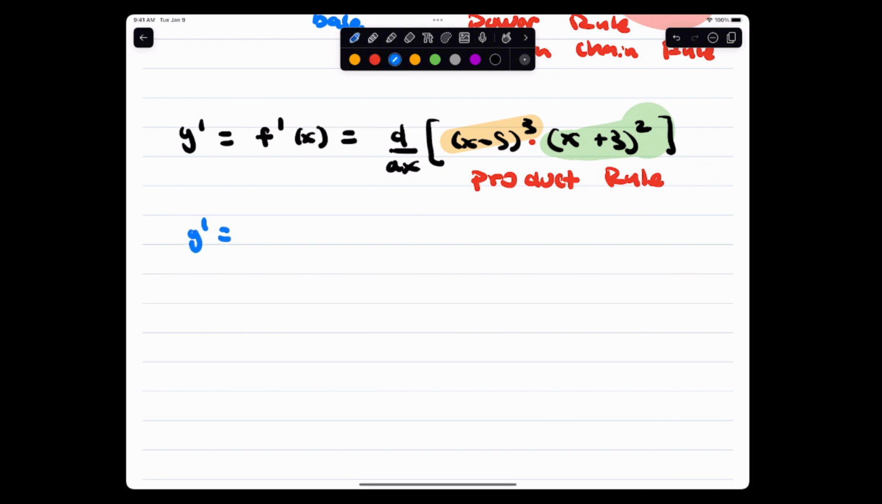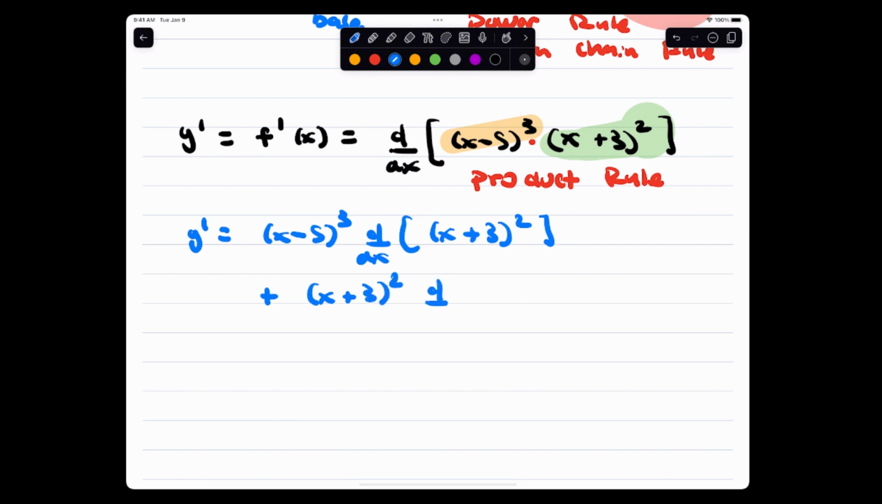So y prime will be x minus 5 cubed d dx of x plus 3 squared, plus the x plus 3 squared d dx of x minus 5 cubed. Okay, is this product rule? Do you guys remember? Do you guys see my point? Okay, so when I say to you guys, you got to take this derivative here and this derivative here. What are those derivatives?